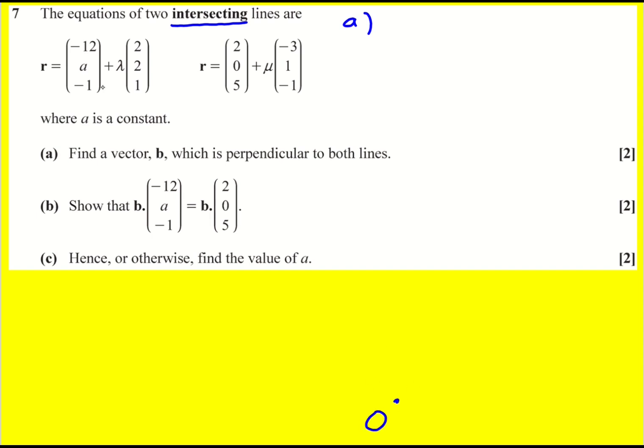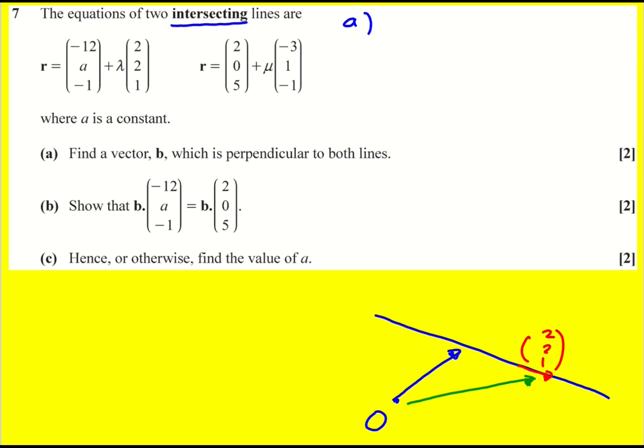Now that minus 12a minus 1 actually gets us onto the line, and then the 2, 2, 1 is the direction vector that takes us to where we want to go. We times by a scalar quantity because that then tells us how many lots of 2, 2, 1 we want to go. Then we can end up anywhere along the line, such as here.